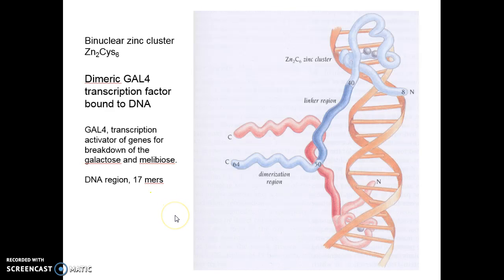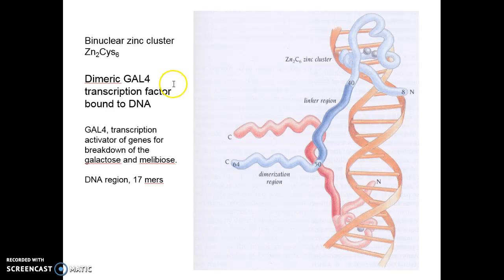Third type of zinc containing motif will be binuclear zinc cluster. It has 2 zinc and 6 cysteine. The most thoroughly studied member of this family, GAL4, activates transcription of genes required for the breakdown of the sugars, galactose and maltose.